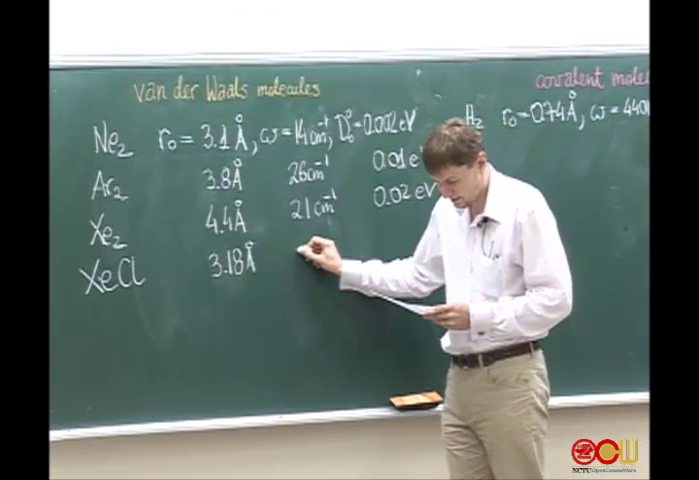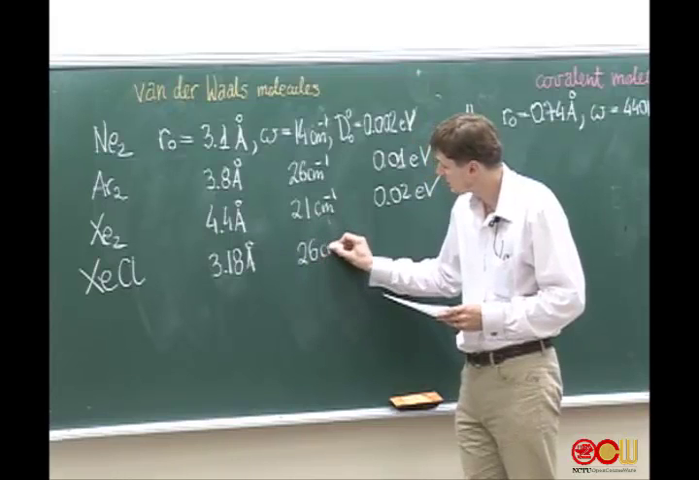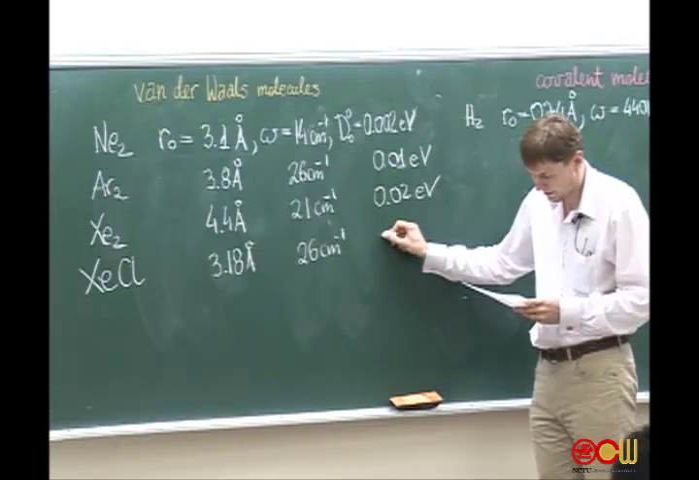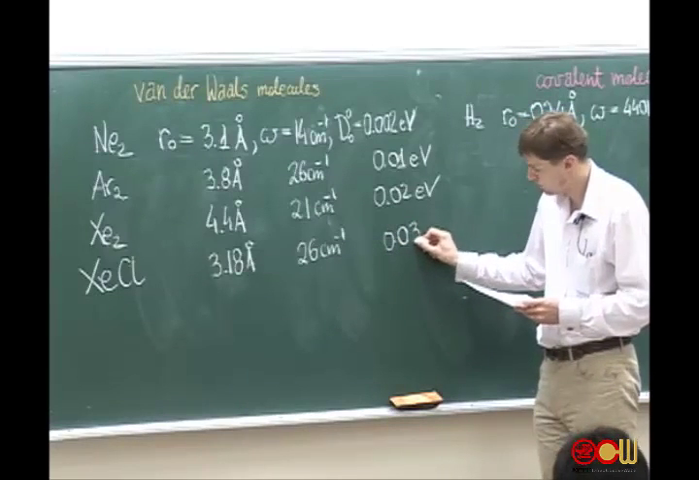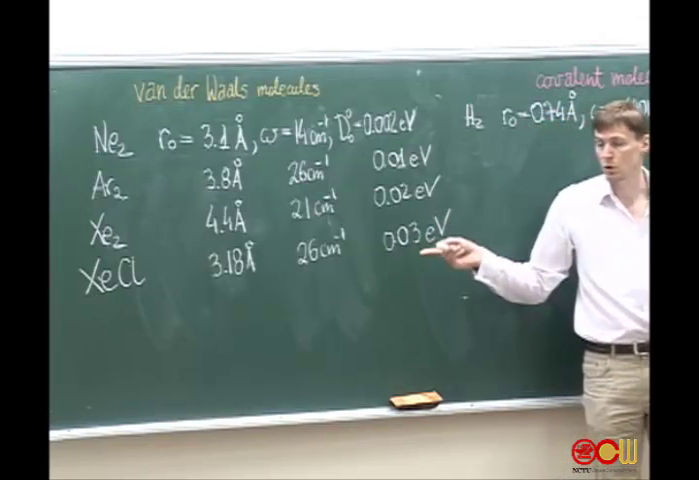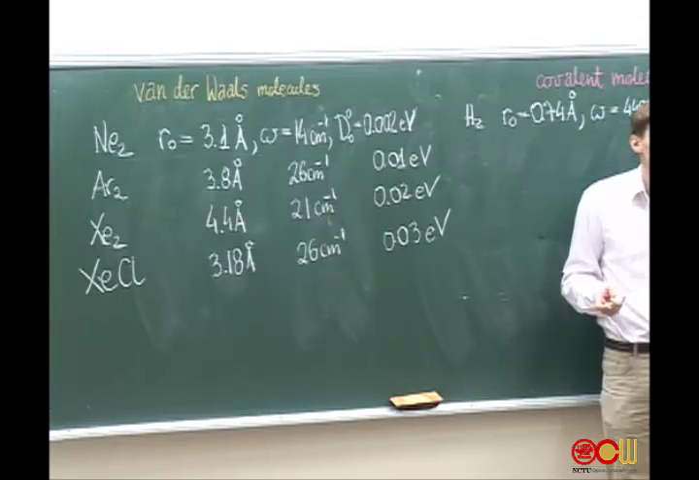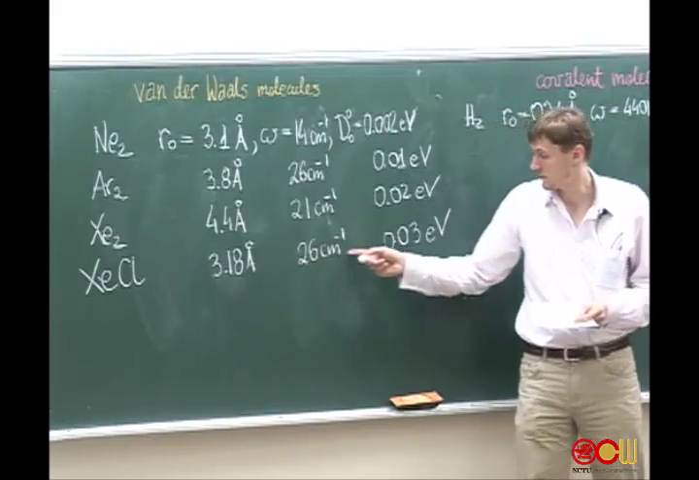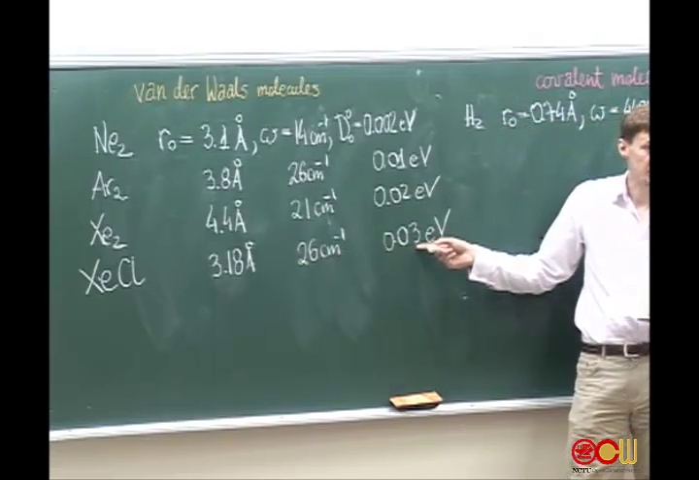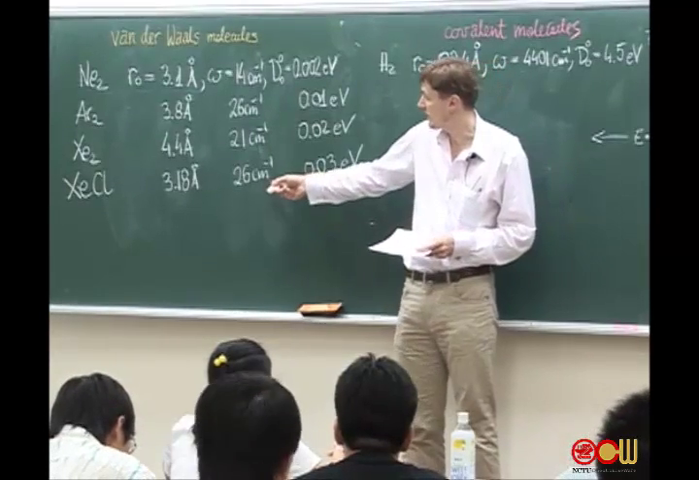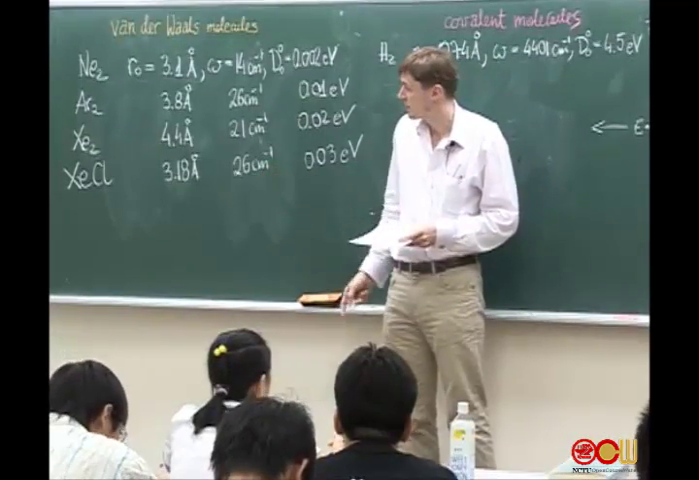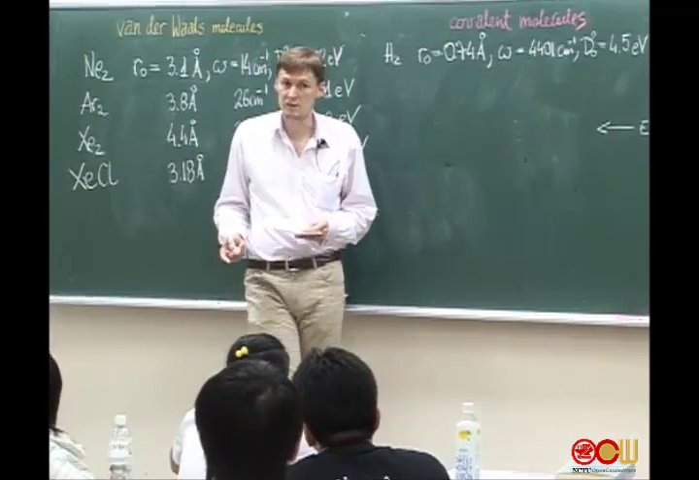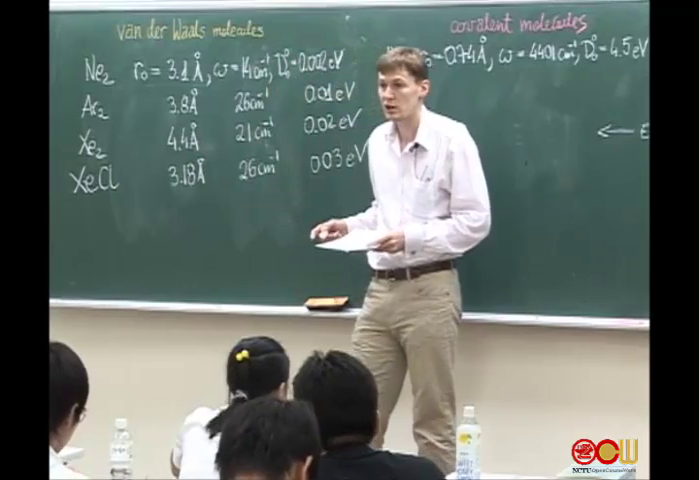And the frequency is 26 wave numbers. And the well depth is 0.03 electronvolt. So when you look at these results, nothing really changes. First, the bond is still very, very long. Second, the potential is still very, very shallow. And the curvature is still very, very small. So mixing closed shell atoms with open shell atoms doesn't really give you the chemical bond. You need 2 open shell atoms.